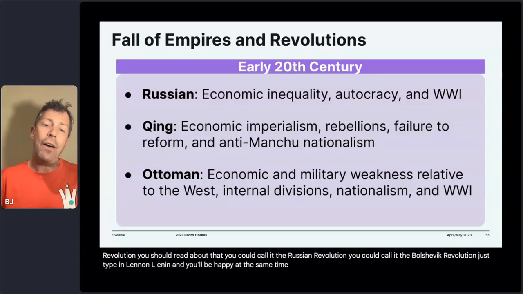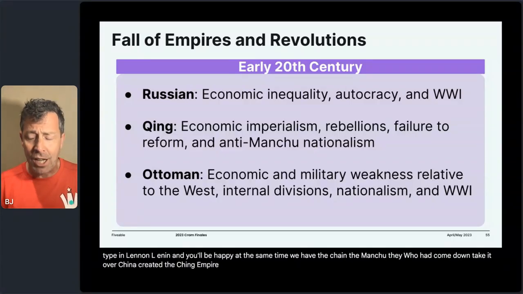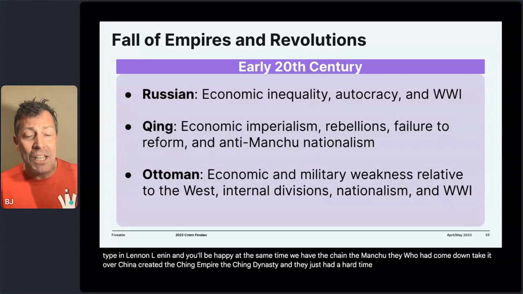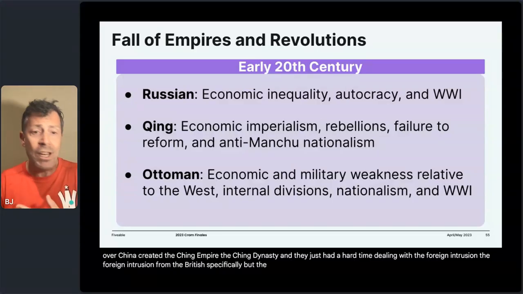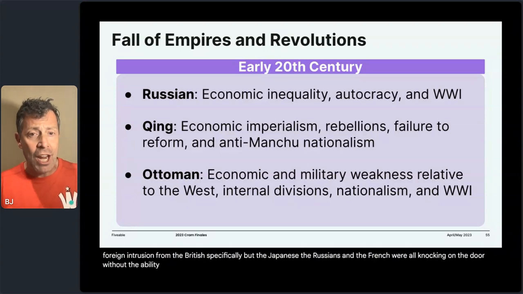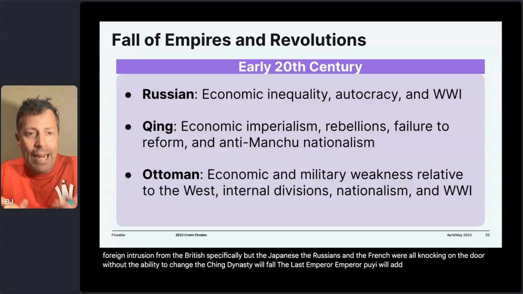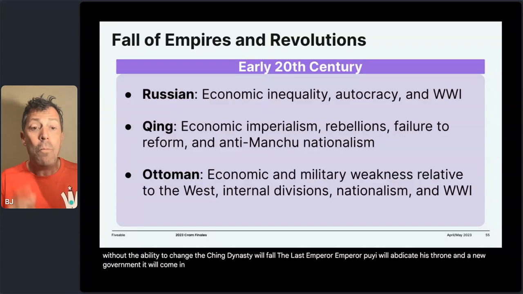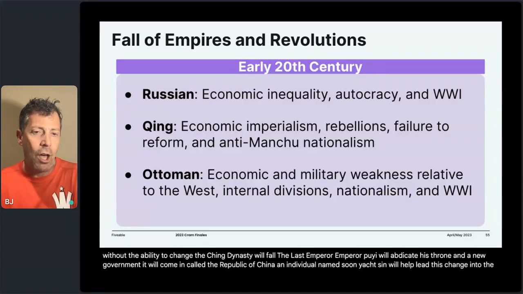At the same time, we have the Qing, the Manchu. They were foreign rulers from Manchuria who had come down, taken over China, created the Qing Empire, the Qing dynasty. And they just had a hard time dealing with the foreign intrusion. The foreign intrusion from the British specifically, but the Japanese, the Russians, and the French were all knocking on the door. Without the ability to change, the Qing dynasty will fall. The last emperor, Emperor Puyi, will abdicate his throne, and a new government will come in called the Republic of China. An individual named Sun Yat-sen will help lead this change into the Republic of China.